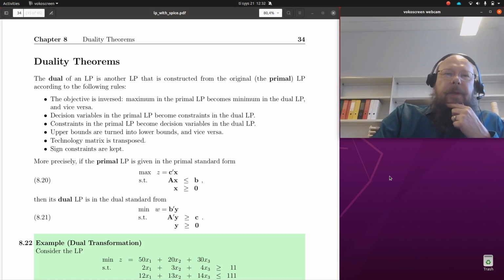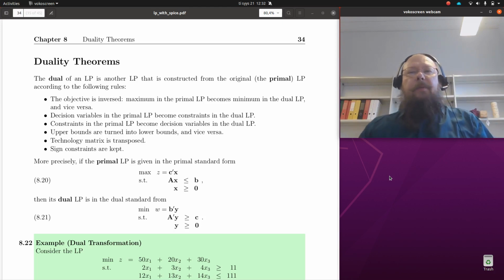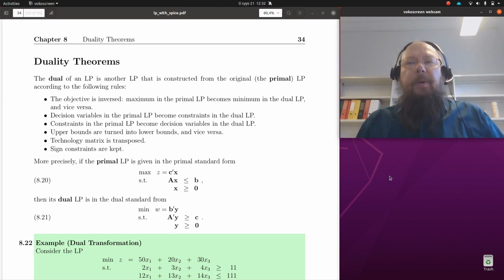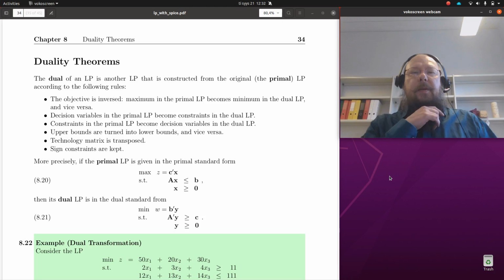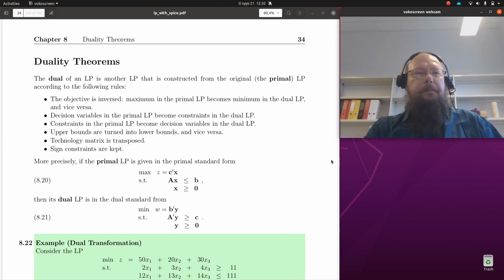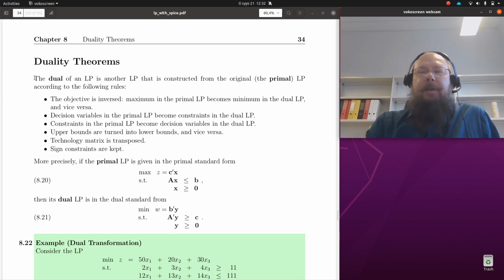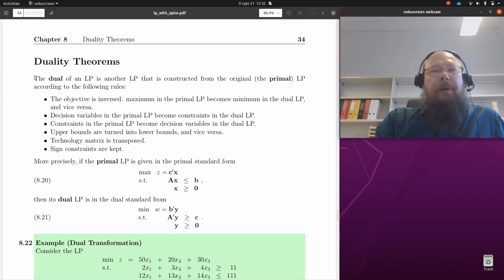So far we have considered very many different forms of LPs, and that was of course partly in preparation to understand what the duality is and why it is. And let's start with a relatively non-technical description of the dual.